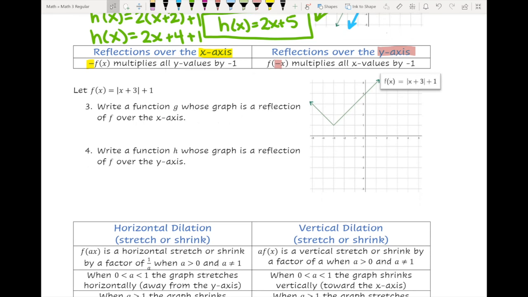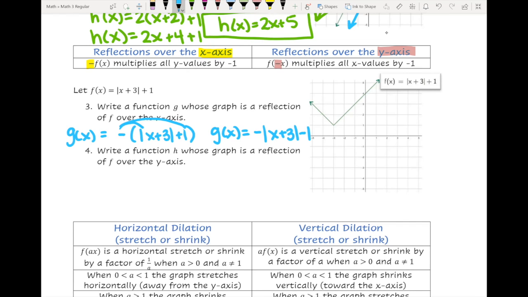So this time our f of x is the absolute value of x plus 3, plus 1, and they give us the graph over here. They want us to write a function g whose graph is a reflection of f over the x-axis. If I'm going to go over the x-axis, I have to put a negative in front of this entire function. And I mean the entire function, the entire absolute value of x plus 3 plus 1. That whole thing, I'm going to put a negative in front of it to get my new g of x function. Now I do have to distribute the negative. So that means my g of x function is negative absolute value of x plus 3 and then a -1.